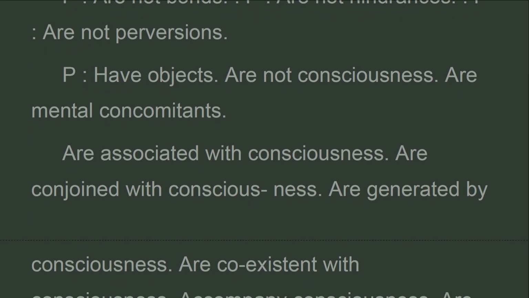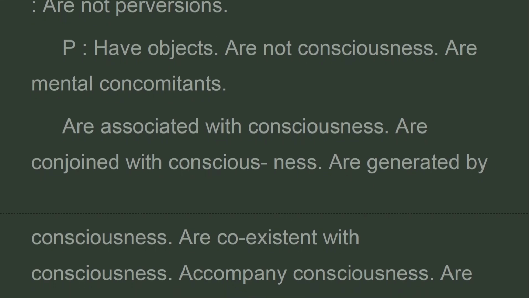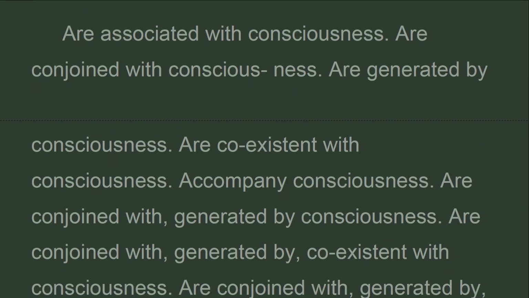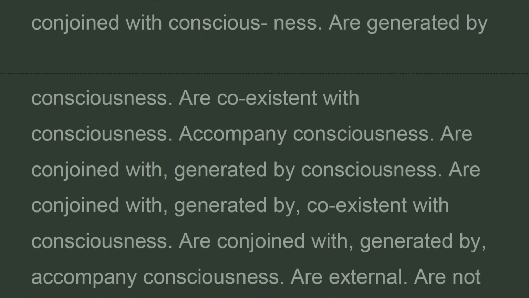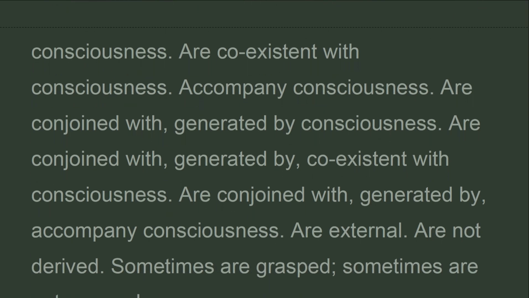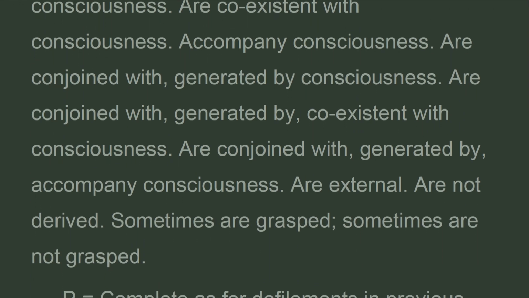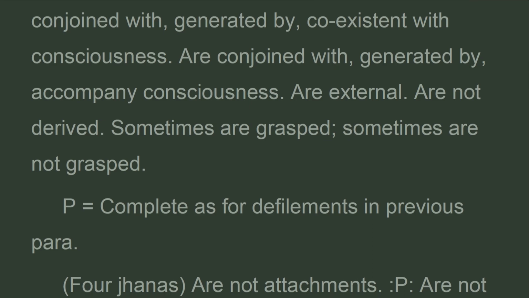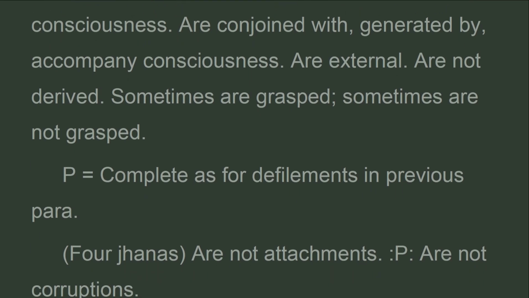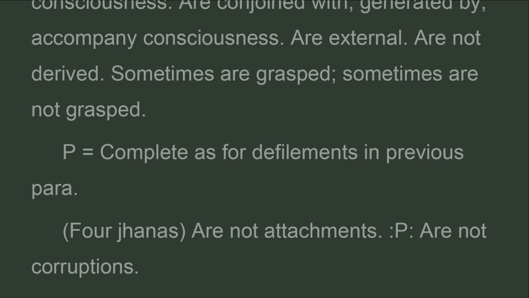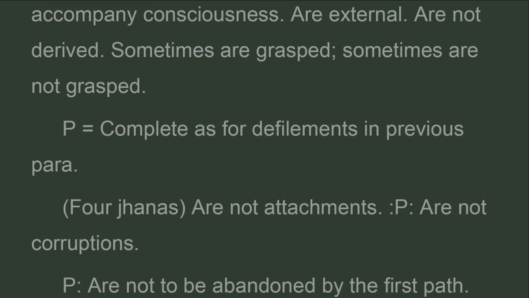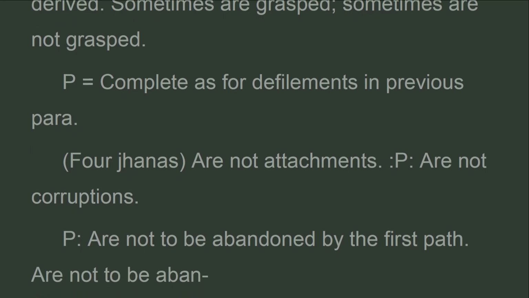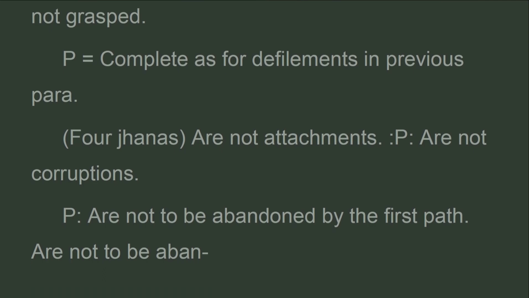Are mental concomitants. Are associated with consciousness. Are conjoined with consciousness. Are generated by consciousness. Are coexistent with consciousness. Accompany consciousness. Are conjoined with, generated by consciousness. Are conjoined with, generated by, coexistent with consciousness. Are conjoined with, generated by, accompany consciousness. Are external. Are not derived. Sometimes are grasped. Sometimes are not grasped. Complete as for defilements in the previous paragraph.